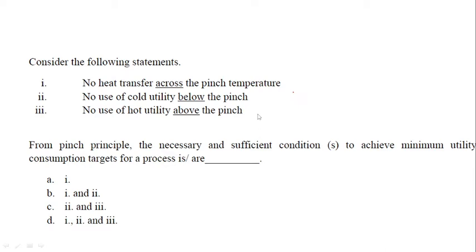From the pinch principle, the necessary and sufficient condition to achieve minimum utility consumption targets for a process is... So they are asking, from the above three statements, which of the conditions is the necessary and sufficient condition for obtaining minimum utility during pinch point calculation. So the correct answer for this one is option A.